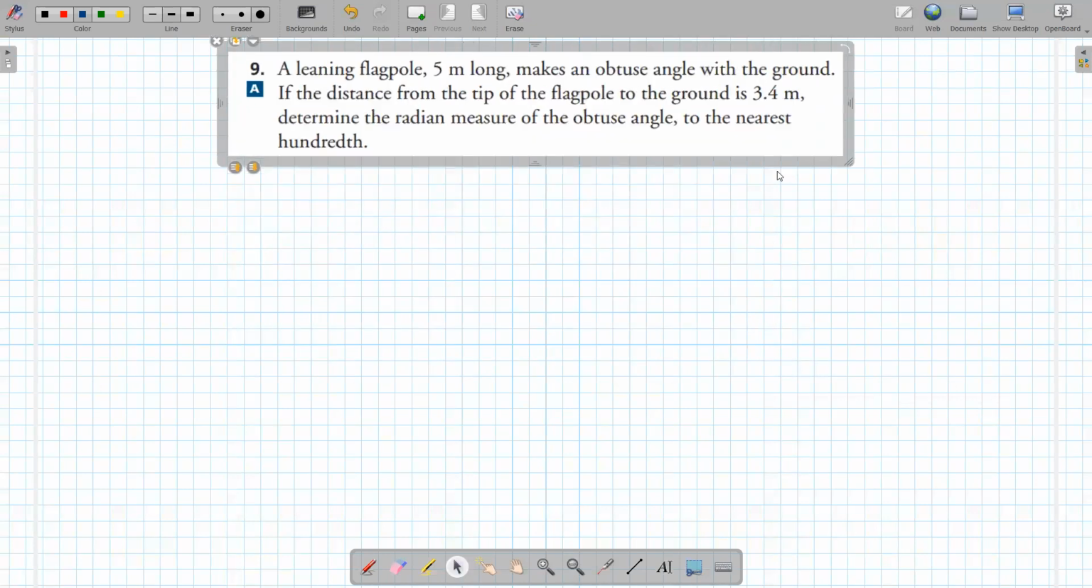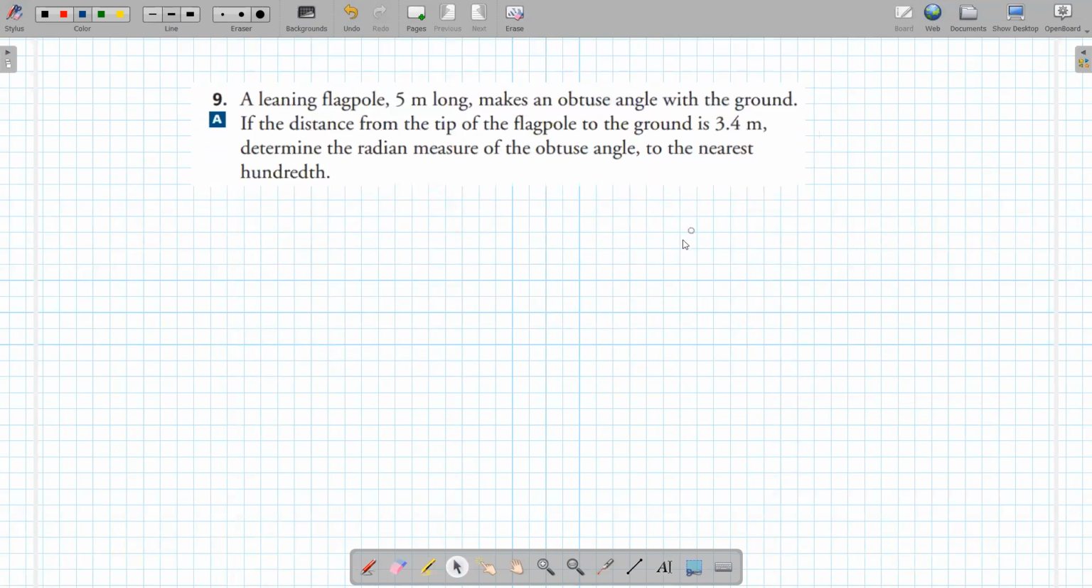Still a word problem. So there is a leaning flagpole. All right, let's say this is our flagpole that's making an obtuse angle with the ground. Okay, so let's say this is the ground. Would our flagpole be tilted to the left or to the right if it's making an obtuse angle?